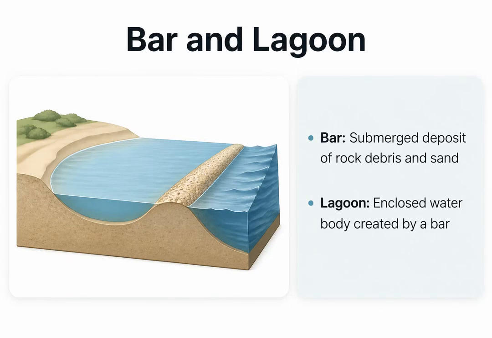Ocean currents and tides often carry sand and debris away from the immediate shoreline, depositing them in long ridges underwater. These submerged ridges are called bars. When a bar grows large enough to enclose a section of coastal water, separating it from the open ocean, that newly sheltered water body is called a lagoon.